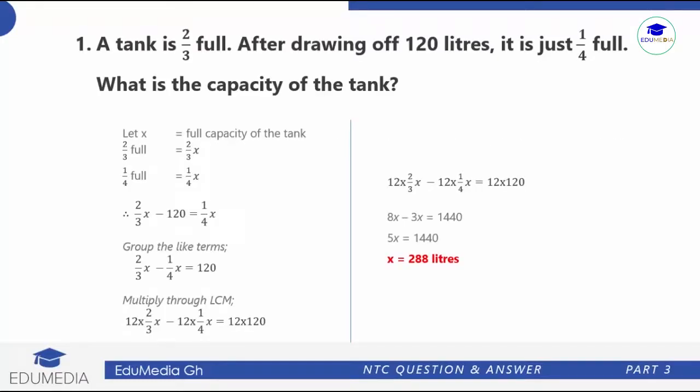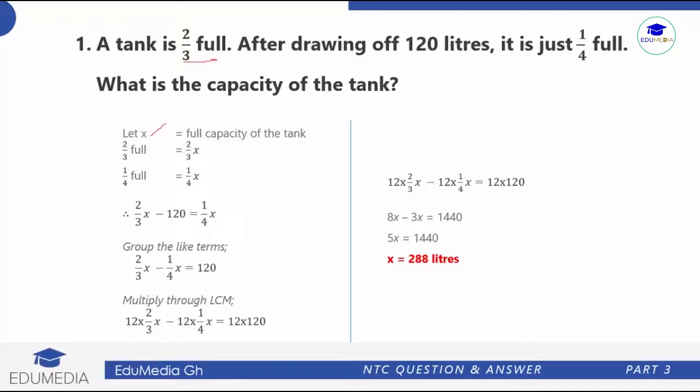From the question, a tank is 2/3 full, and we are looking for the capacity of the tank. As at the moment we do not know the capacity, so we indicate the capacity of the tank with the letter X. So let X equal the full capacity of the tank. The question said 2/3 full, that is 2/3 of the full capacity, so 2/3 full will mean 2/3 X.